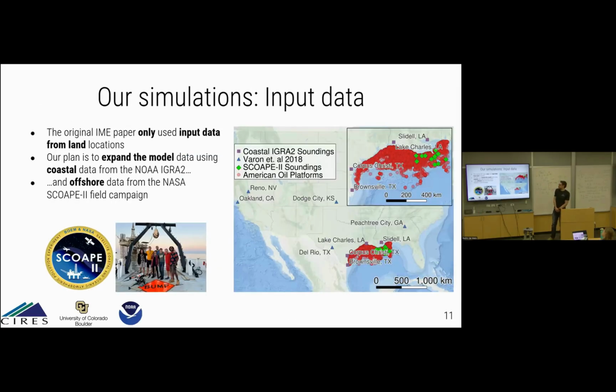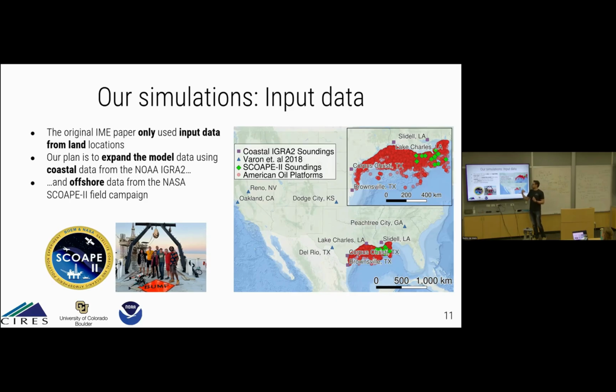And for that, we have expanded on the original paper. So the original IME paper only used input data from land locations: Oakland, Reno, Dodge City, Peachtree City, and Del Rio. But these are the oil and gas extraction platforms in the Gulf, the American ones. And as you can see, there are a bunch of them here, and none of those locations are close to the Gulf exactly. So we don't know for sure if the IME method is going to be accurate if we have some offshore observations and you're using it to estimate how much methane was leaking from there.